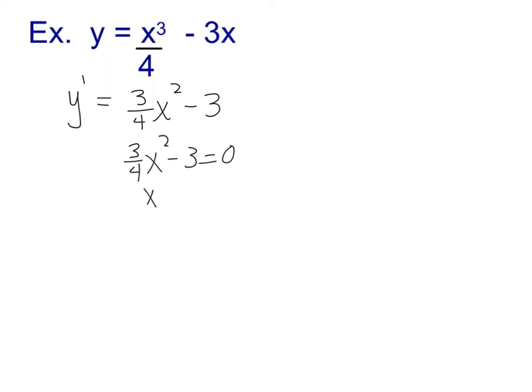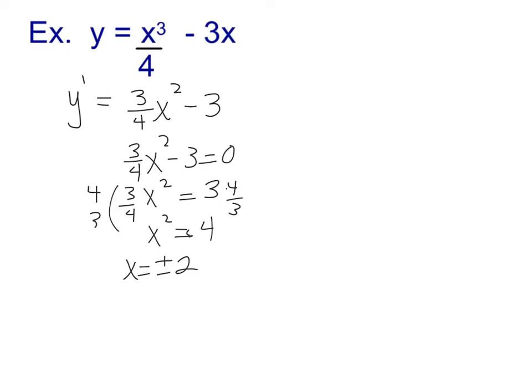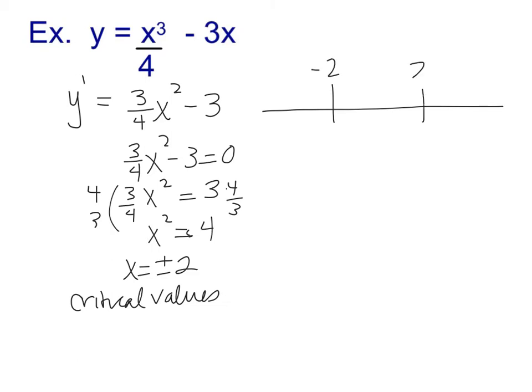Add the 3. And then multiply both sides by 4/3. So that's going to be x squared equals 4. And so x is going to equal plus or minus 2. So this time I have 2 critical values. All right. And so I'm going to make another sign chart. Only this time I'm going to have 2 values, -2 and 2.